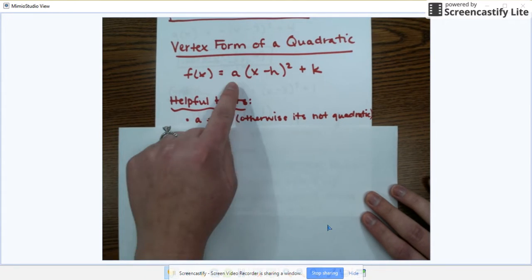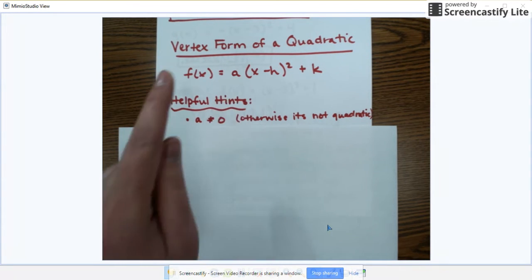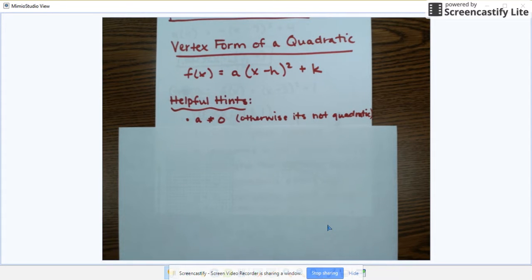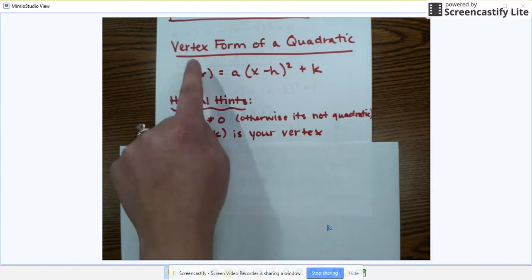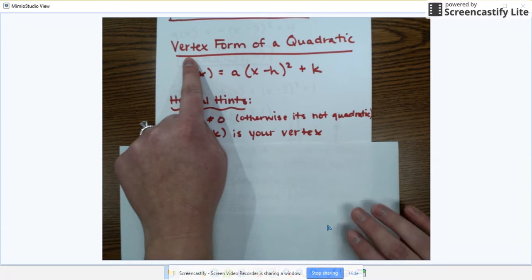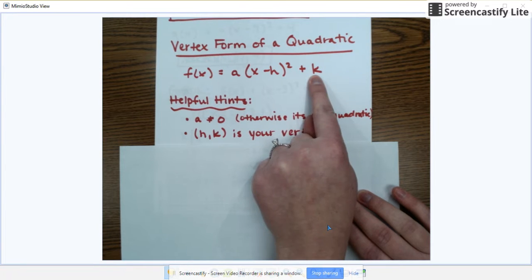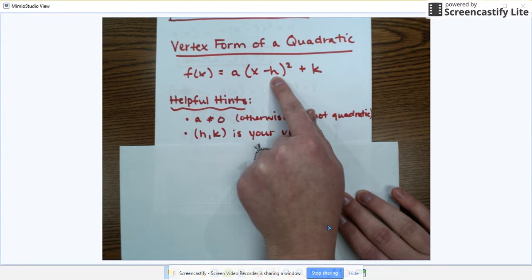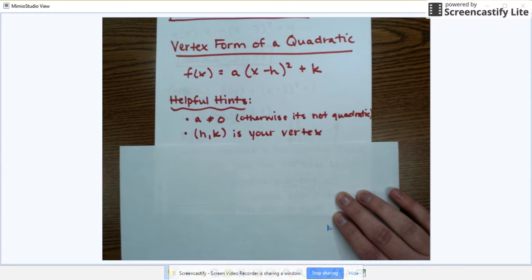The first one is that our leading coefficient, that a value, cannot be 0. If it's 0, you don't have any x squared terms anymore, which means it's not quadratic. Hence the name, it's a vertex form. You can easily find your vertex. So it's going to be the opposite of h, comma k. So h corresponds to the x value of your vertex. K corresponds to the y value of your vertex.